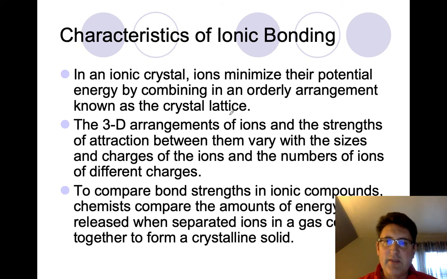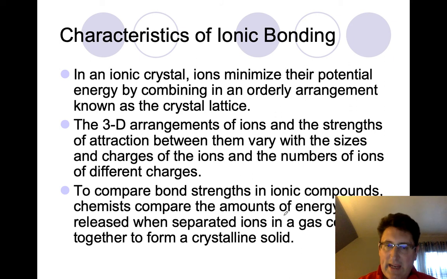These 3D arrangements of ions and the strength of attractions between them vary with the sizes and charges of the ions and the number of ions with different charges. This is based on Coulomb's law. Just to break it down a little easier than the actual law itself, it basically states that the greater the charge between the opposite charges, the stronger that force is, and the closer you get them, the stronger they are. So very strong ionic bonds have high charge, like +2, -2, +3, -3, and they're really close together. They're small ions, okay?